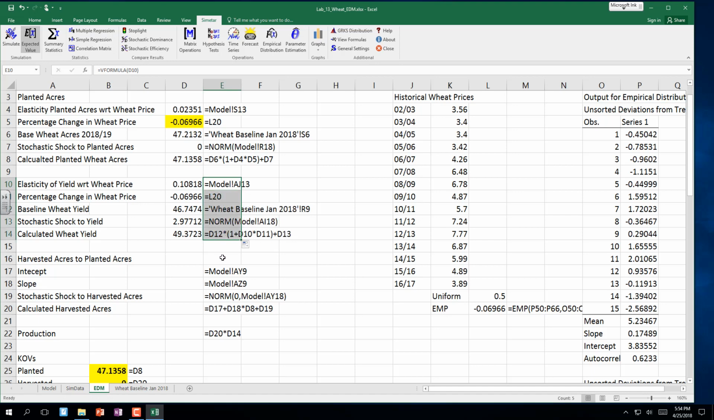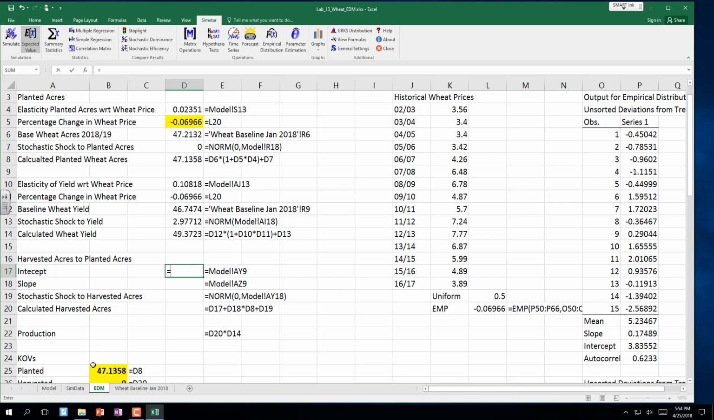Okay, so that's what it looks like. Now, to get harvested acres, we could do that like I talked about in class yesterday, where we just take an average percentage between planted and harvested acres. But we have an equation that we estimate had a very high R square.